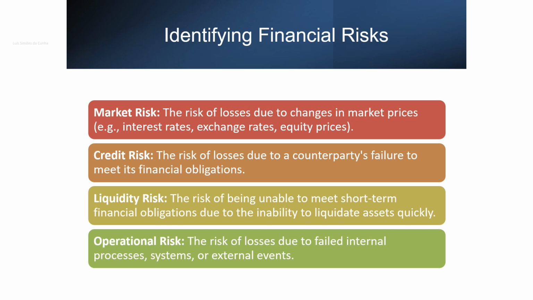Identifying financial risks involves recognizing the various types of risks that can affect an organization. Market risk arises from changes in market prices, credit risk from counterparty defaults, liquidity risk from the inability to meet short-term obligations, and operational risk from failed internal processes or external events.